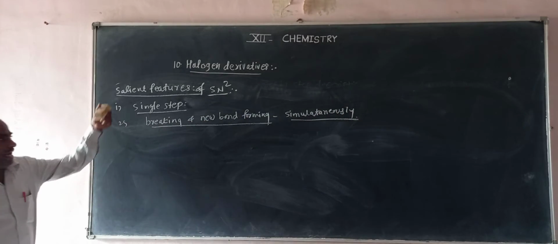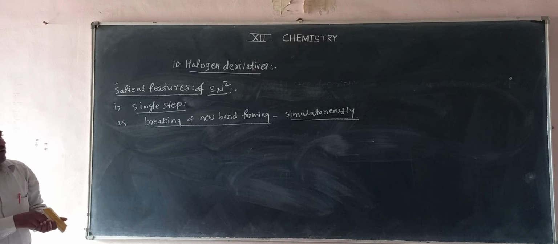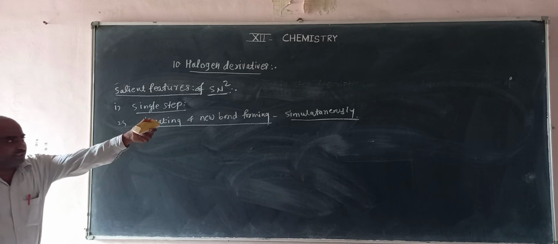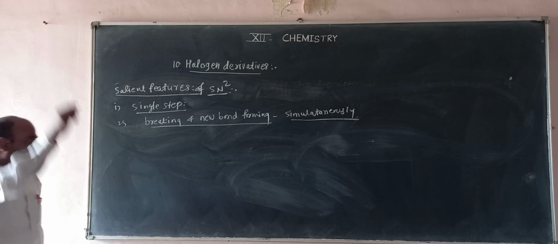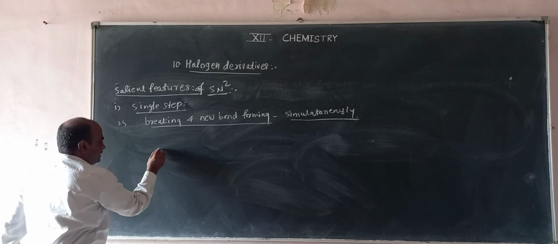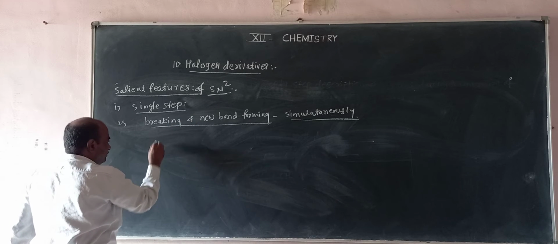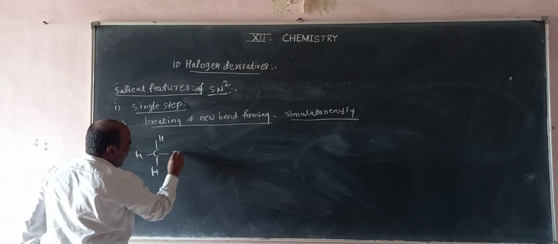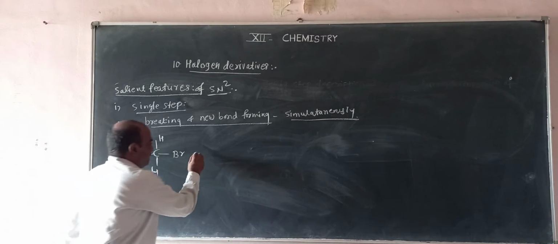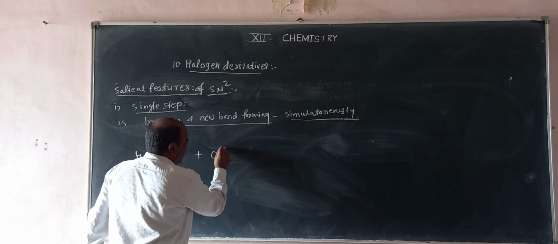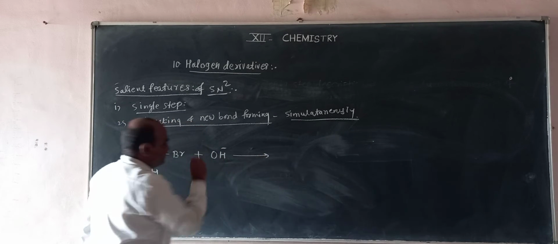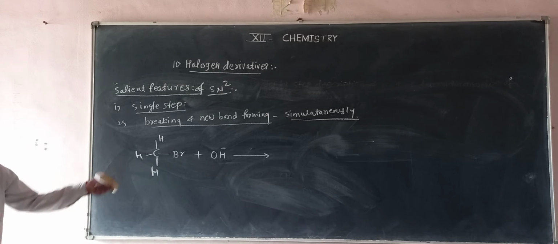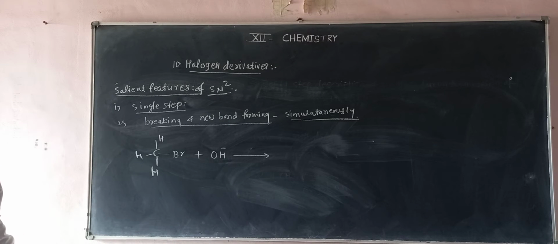Bond breaking and bond making, or new bond forming, take place simultaneously. See here how this reaction takes place. Here, if you simply write methyl bromide and the OH minus ion is attached to it, then what happens here?